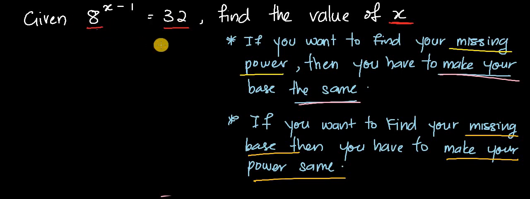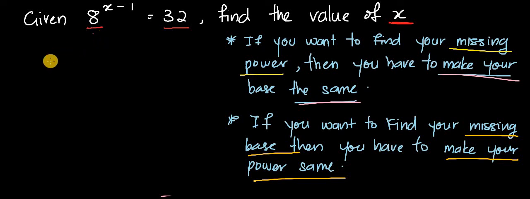So this is a slightly complicated question. There is no direct connection here. But I know 8 and 32 have a connection with one number. And that is number 2. So maybe I can make both of them as base 2. Because at the end of the day, I want to find my missing power here. In order for me to find the missing power, which is the value of x, I need to make my base the same. I know for 32, there's no way I can make it as base 8. So I'm thinking out of the box now. I need to think what is the number that has a connection with both number 8 and number 32. So the number that I'm thinking right now is number 2.